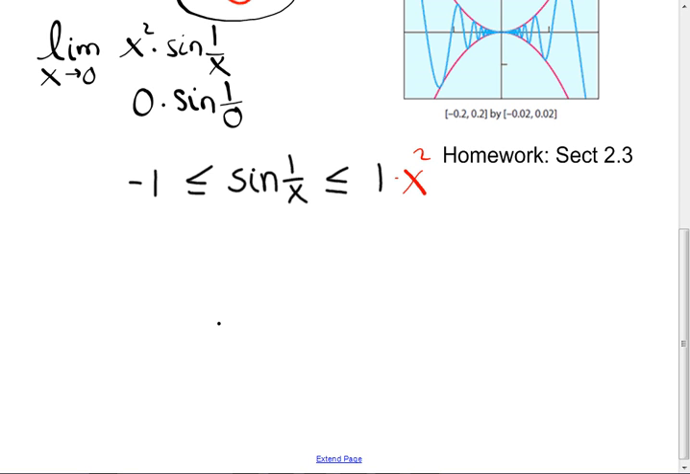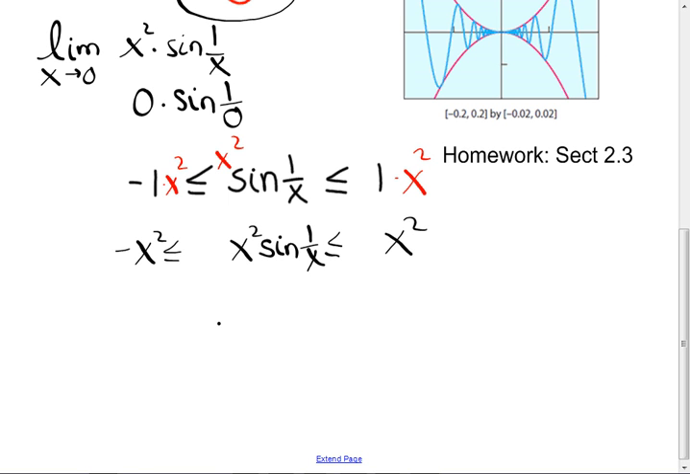It's squared here, but even if it's x, it also works. But I can't multiply by x because x could be negative, and then I have to reverse all those inequality symbols. So they were kind. And let's simplify that. Clean it up a little bit. So I get minus x squared is less than or equal to x squared times the sine of 1 over x, which is less than or equal to x squared.